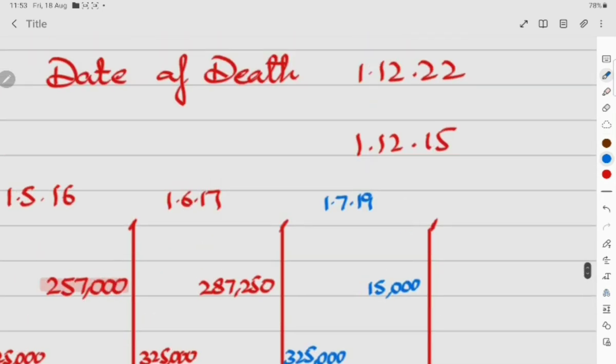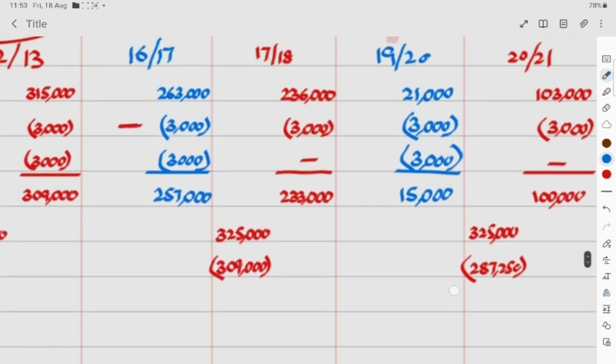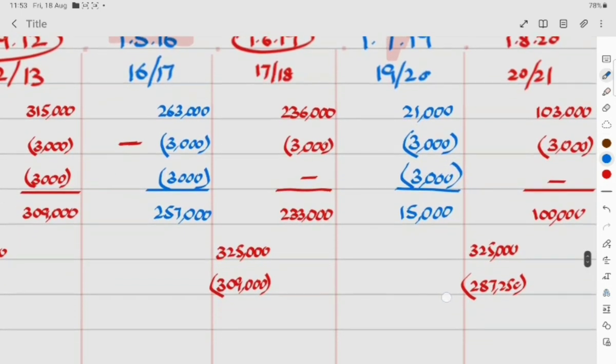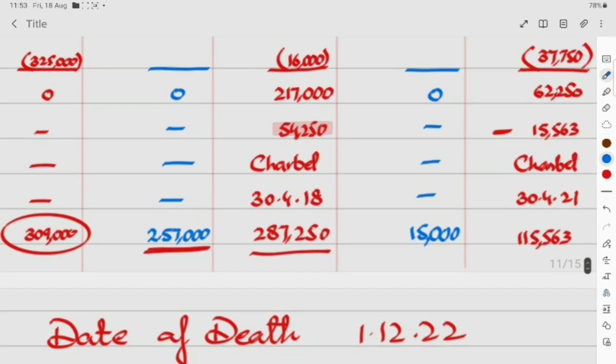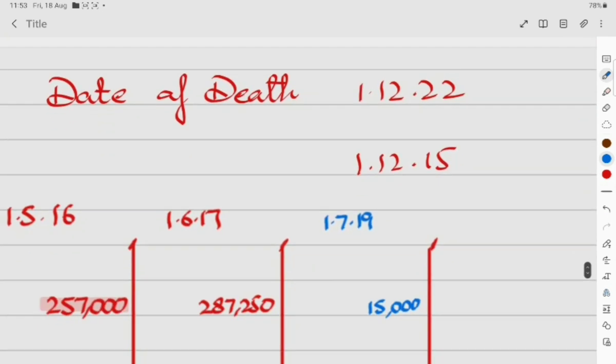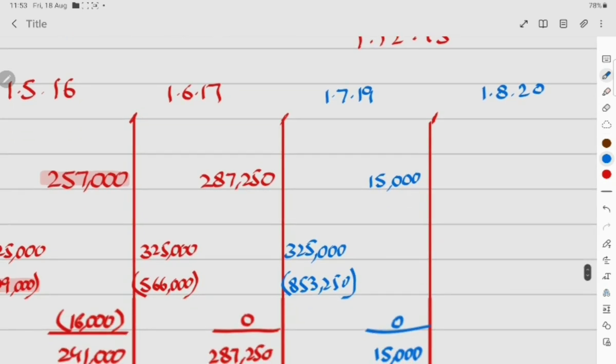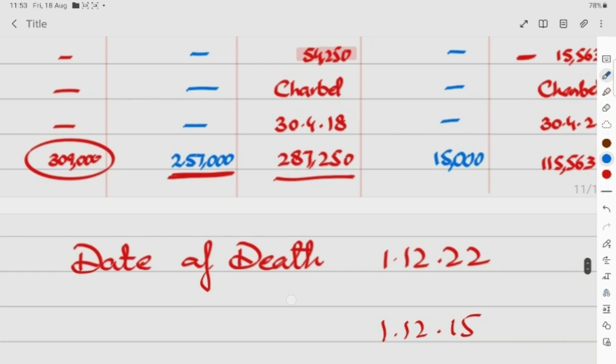Right, now we have to consider the last gift that was made on 1st August 2020, and that is for 1,03,000, but we have to consider the gross chargeable amount of 1,15,563. The gift is made on 1st August 2020. The gross chargeable amount is 1,15,563. And here again the tricky part is to find out how much nil rate band has been utilized. 1st August 20, if we consider the previous 7-year period, this starts from 1st August 2013.